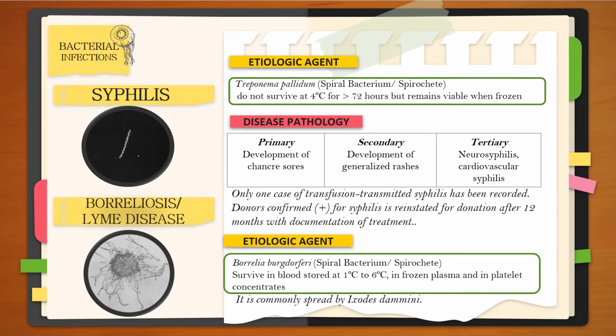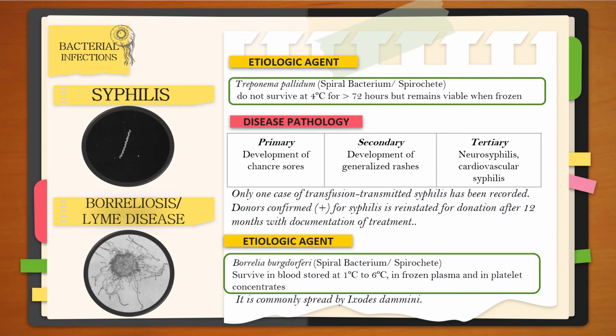So, okay, class, the succeeding slides, just like the rest of our transfusion-transmitted infections, are general overviews of the diseases and a little less of the disease mechanisms and their pathophysiologic cellular concepts. So, we have here syphilis and Lyme disease. Syphilis is caused by Treponema pallidum, which is a spiral bacterium, termed spirochaete morphology, and cannot survive at 4 degrees Celsius for more than 72 hours, but will remain viable when frozen.